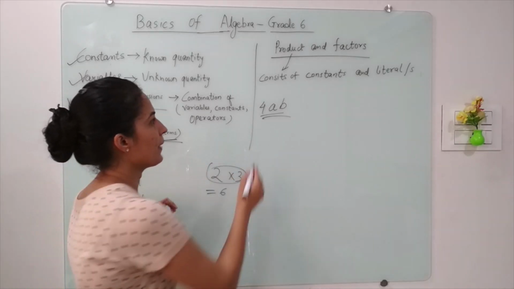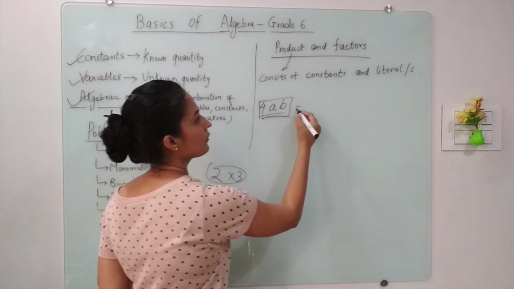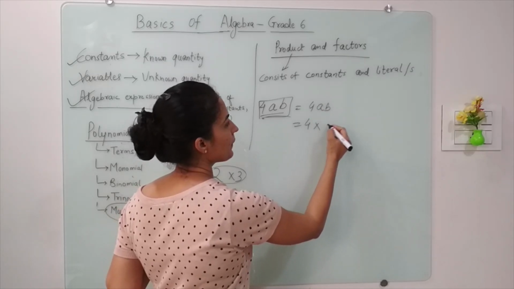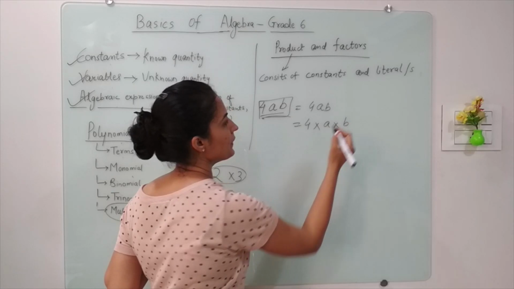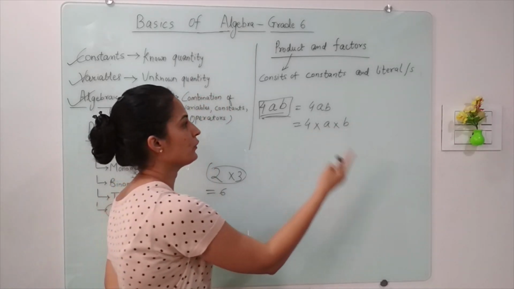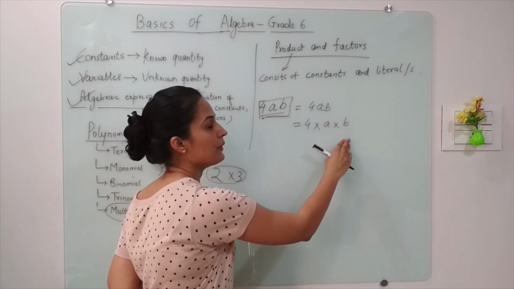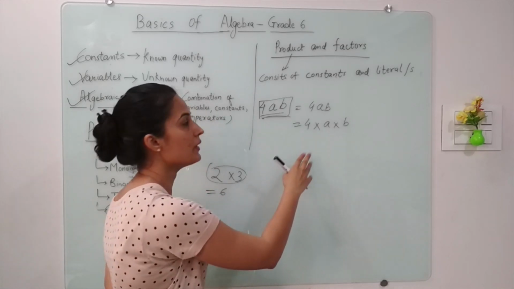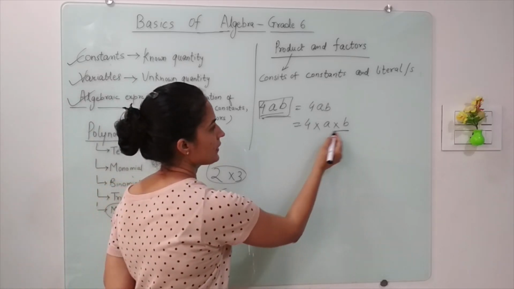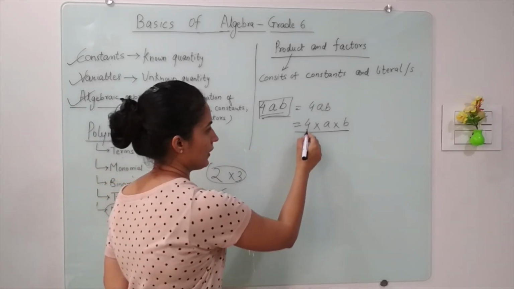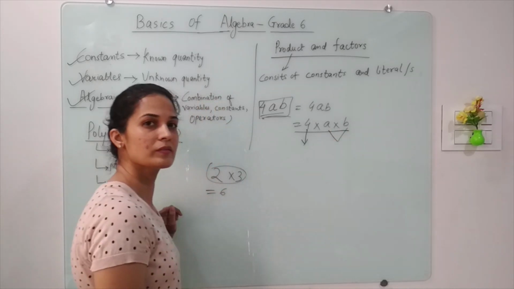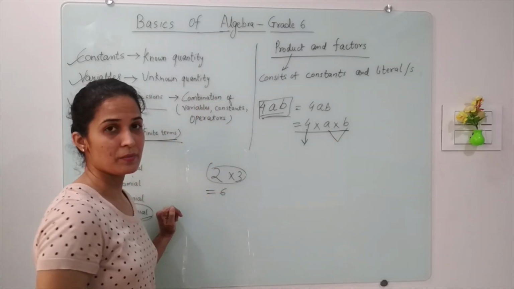Now let's take an example of 4ab. I can write it as 4 multiplied by a multiplied by b. This is nothing but the product of 4, a and b, where a and b are variables and 4 is a constant. In this complete expression, this is a constant. These we can call literals or variables.